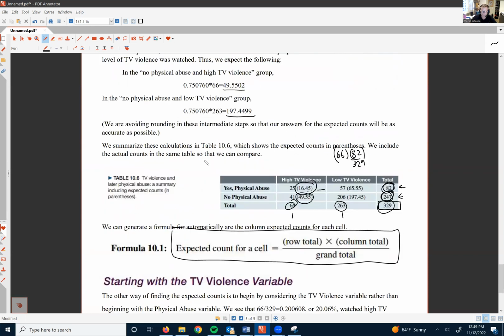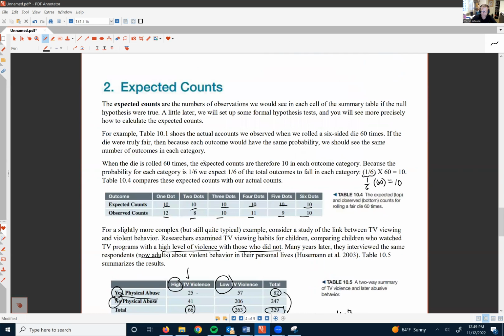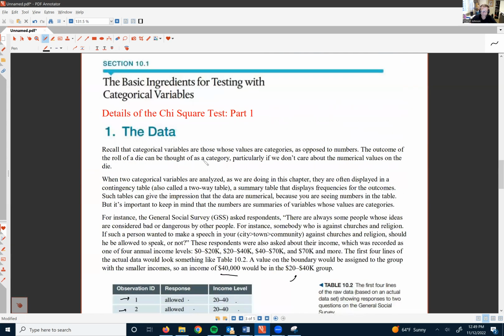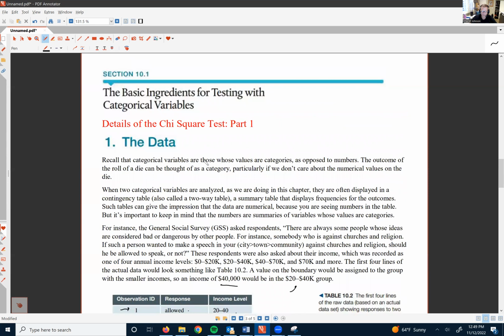And this concludes this video on the details of the chi-square test, part 1. In the next video, I'll go over the other details of the chi-square test.